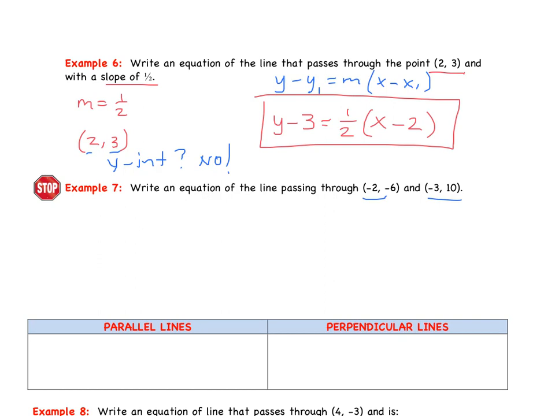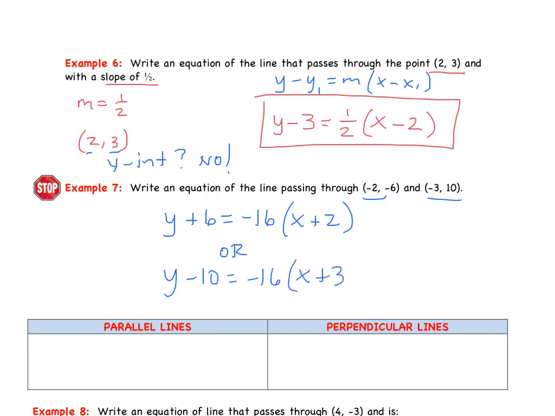So, we should have gotten y plus 6 equals negative 16, which you should have calculated as your slope, times the quantity (x plus 2). Or if you use the second point, you would have y minus 10 equals negative 16 times (x plus 3). If you have any questions on that, make sure to bring those to the table tomorrow.